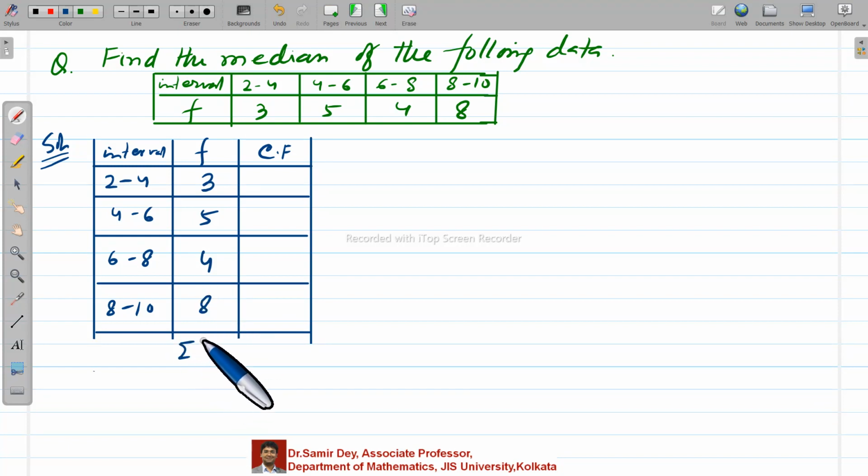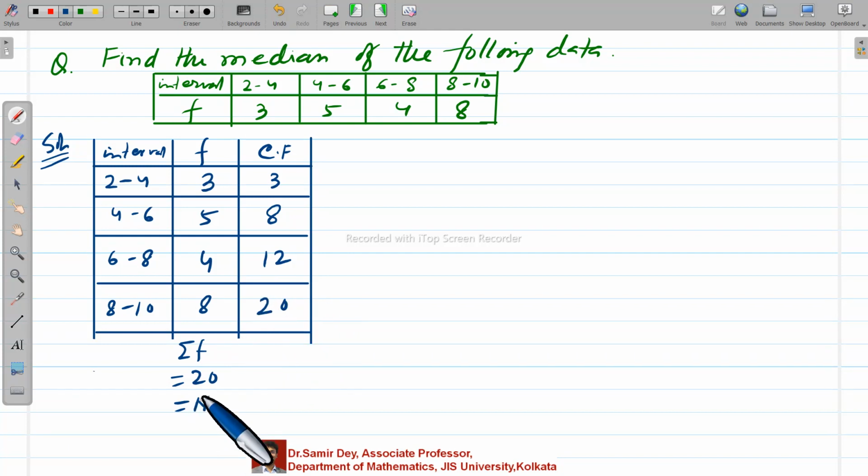Now you need to calculate summation f, that is 3 plus 5 is 8, 8 plus 4 is 12, 12 plus 8 is 20, which is equal to n. The first cumulative frequency you have to decide, already you know that from the previous calculation. 3 should be here, 3 plus 5 is 8, 8 plus 4 is 12, 12 plus 8 is coming 20. Already you know this number, that number must be equal.